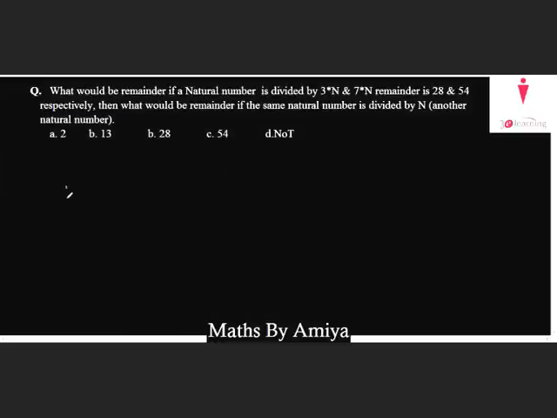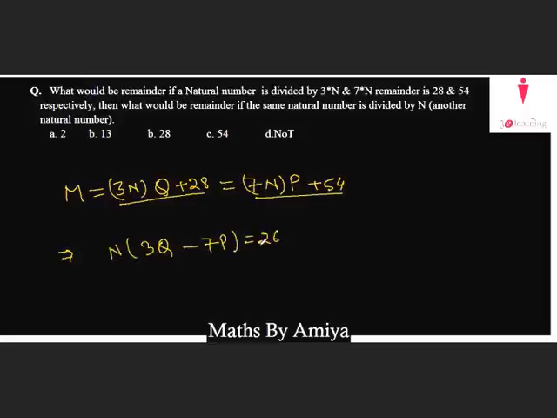When the natural number m is divided by 3n, assume the quotient is q and the remainder is 28. When the same number is divided by 7n, say the quotient is p and the remainder is 54. First we have to write the equations. Then, the second thing, we rearrange them: n(3q - 7p) is equal to 26. This 26 is nothing but the difference of the given remainders, 54 minus 28. By seeing this equation, we can say n is a factor of 26.